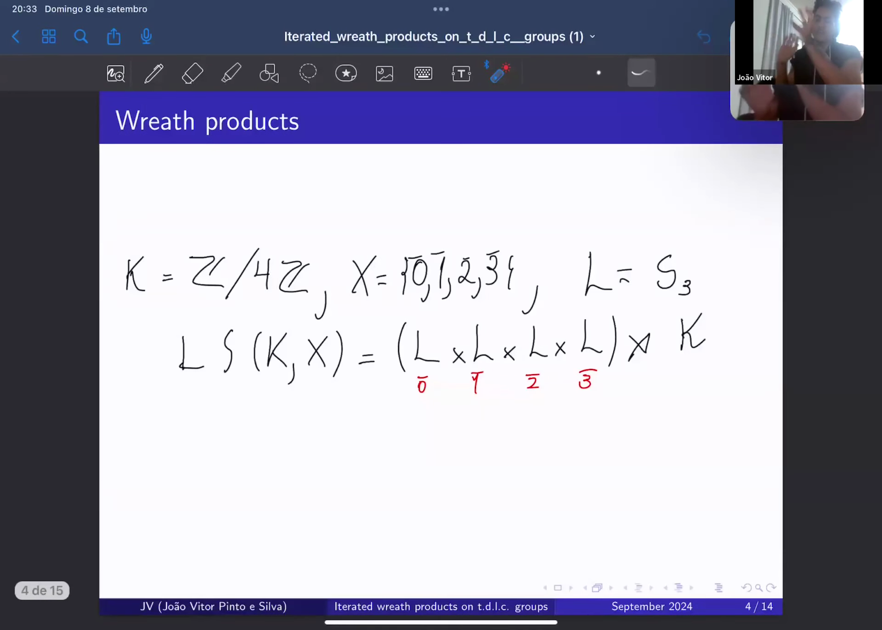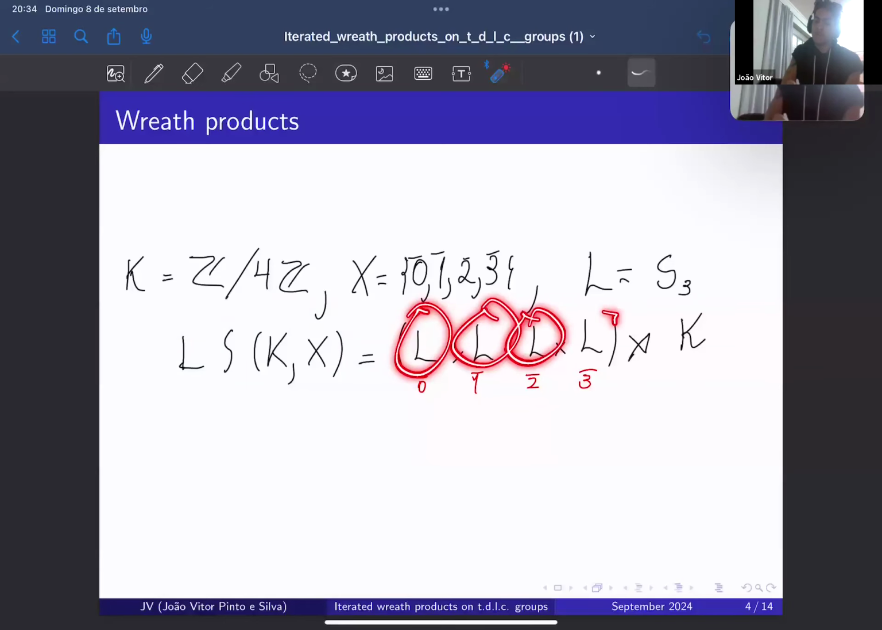To give a simple idea, talking just about discrete groups, let K be the cyclic group of order 4, let L be the symmetric group on 3 elements, and let X be just K, so K is acting on itself. So for the wreath product, you will have 4 copies of L, one for each element of your set X. And K will be acting by shifting the copies as the group would shift the set X.